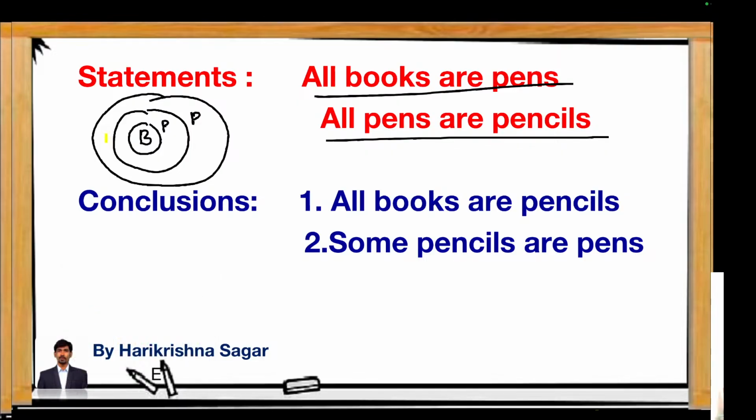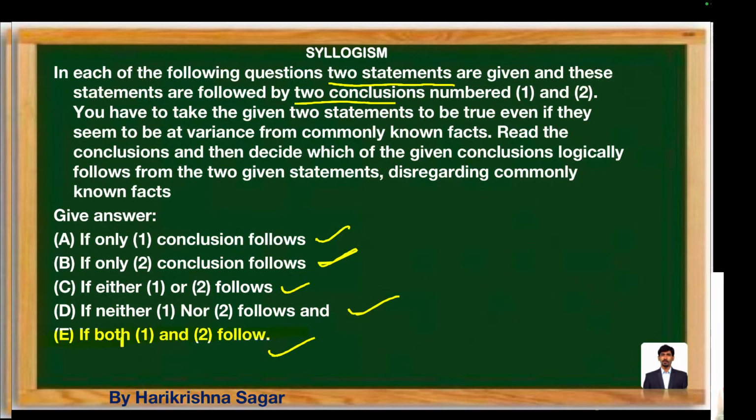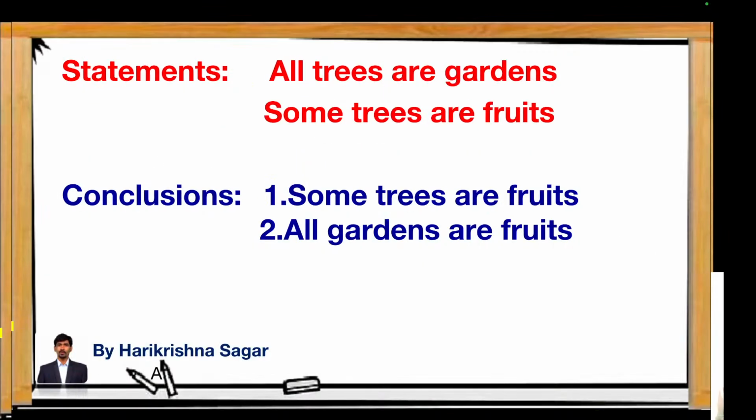Why is it true? You can observe these books: the smaller circle is inside the larger circle. So we can definitely say that some books are pencils is a possible conclusion. And some pencils are pens. If you observe, these are pencils, and some of these pencils are pens. So it is also definitely correct. Because these 2 are correct, you will mark the answer as both 1 and 2 will follow. So you will have the question in that way.